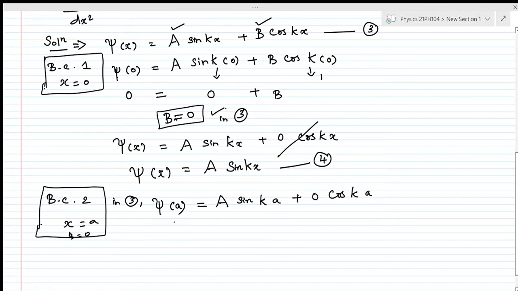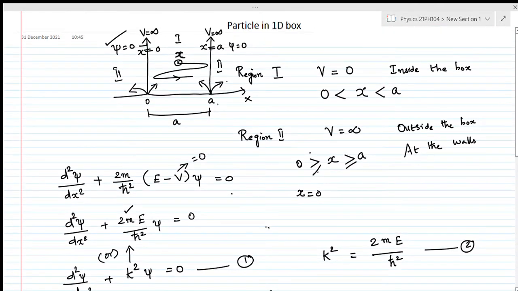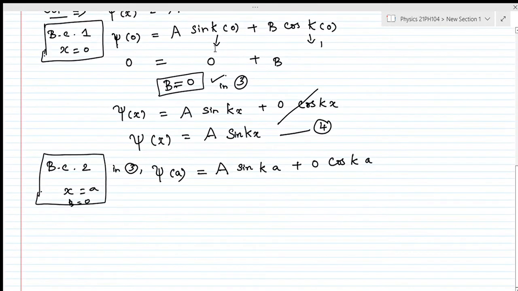So what is the value of psi of a? Even at the second boundary condition, in the diagram you can see here, even at x is equal to a, the particle has no wave function because it is not moving, it is just colliding, acting as a particle only at the wall's boundary conditions. Therefore psi is equal to 0. Now we get psi of a as 0, A sin ka is 0. The second term vanishes.